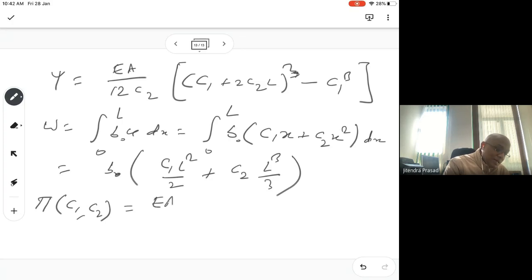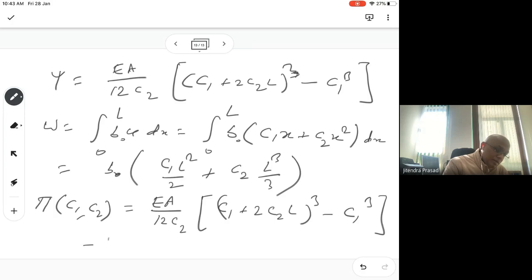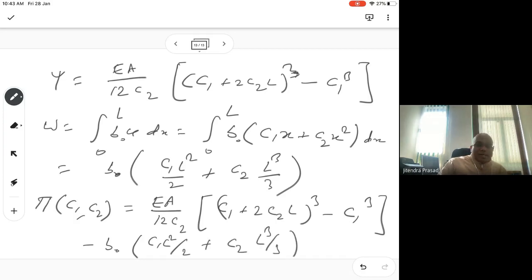Okay, now our potential energy pi, which is a function of C1 and C2 now, is equal to EA over 12C2, and then you have C1 plus 2C2L cube minus C1 cube, minus B naught times C1 L square over 2 plus C2 L cube over 3. So this is the equation.